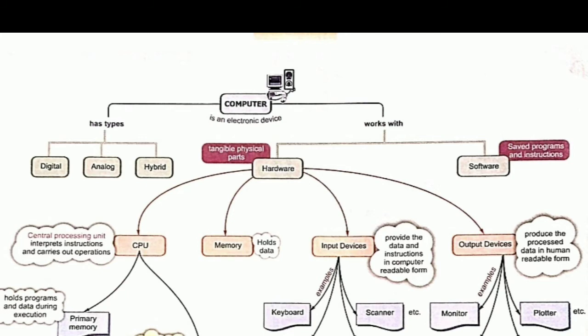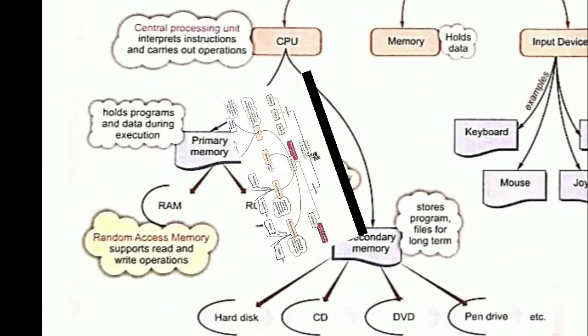CPU, the full form of CPU, is Central Processing Unit. It interprets instructions and carries out the operations, so that is the work of the CPU. It controls the entire peripheral components. Memory holds the data, input devices provide inputs, and output devices provide the output, the results.